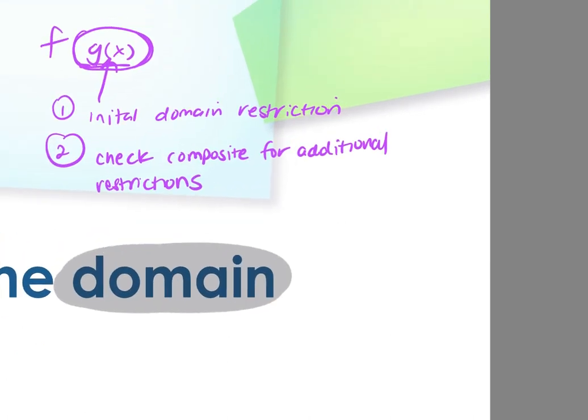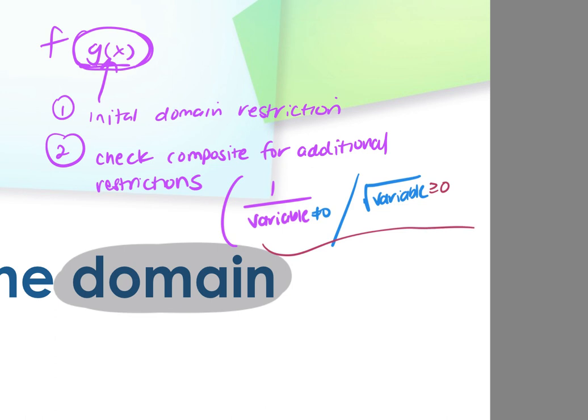And again, restrictions, we're talking about a variable in the denominator. For those, we say it cannot equal 0. Or a variable under a square root. For those, we say greater than or equal to 0. Or the combination of them. For those, we say it has to be greater than 0. It can no longer equal 0 because it's in the bottom.